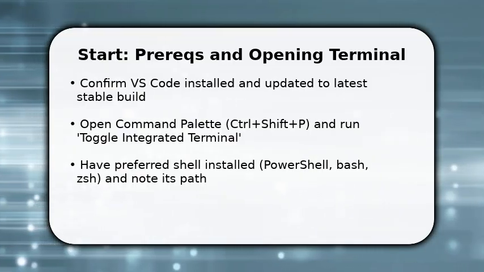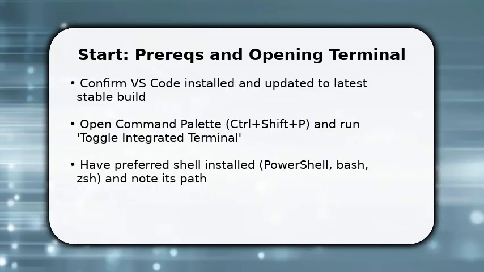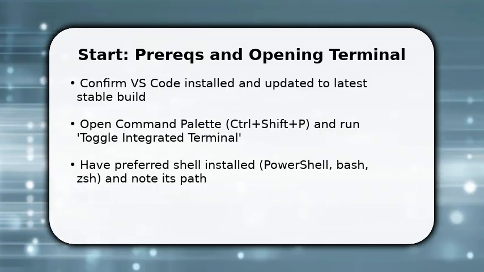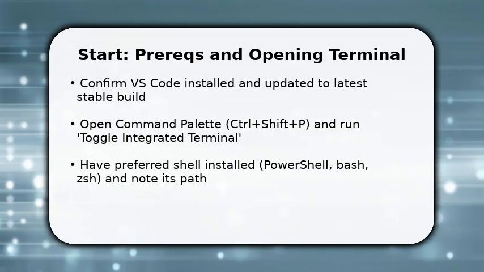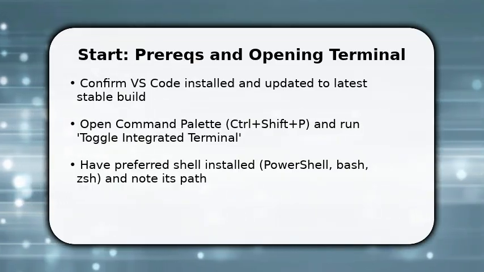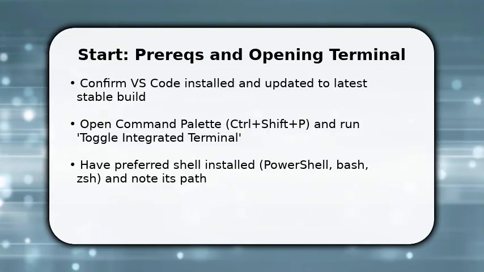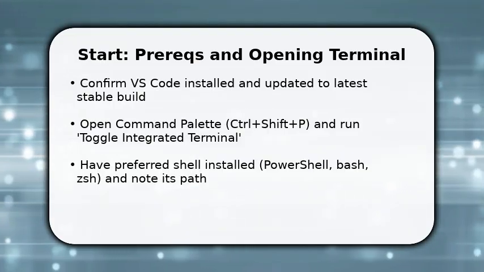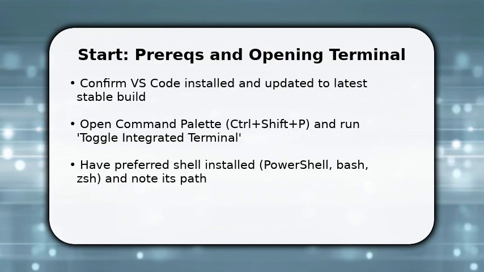Make sure your preferred shell is installed and accessible. You'll provide its executable path if VS Code doesn't auto-detect. Once visible, focus the terminal pane so subsequent settings apply to this session. You're ready to change shell preferences in Settings next.